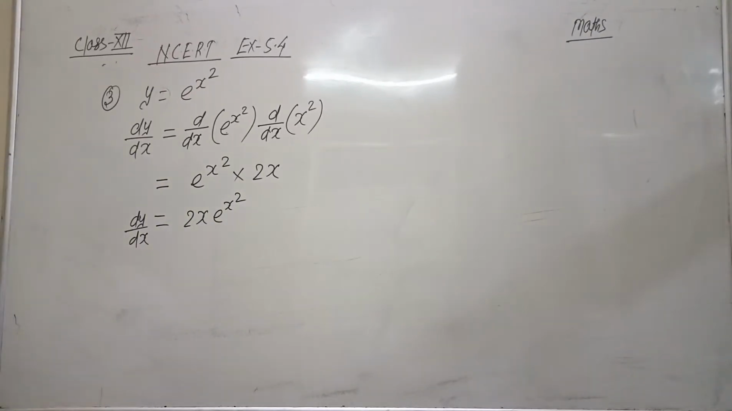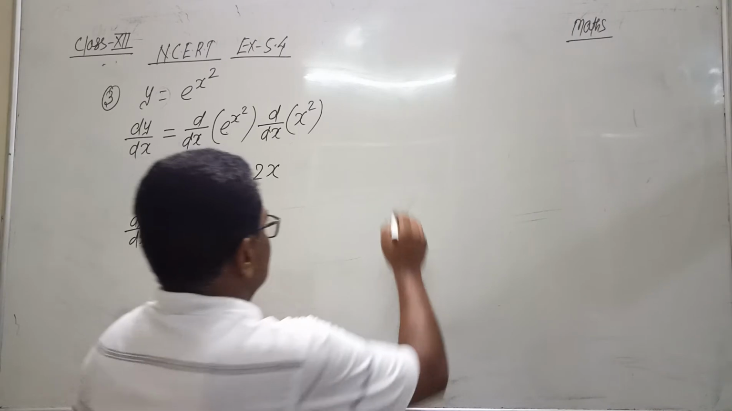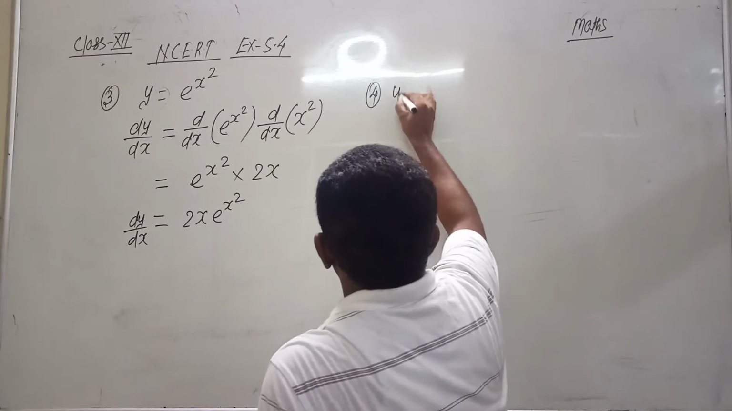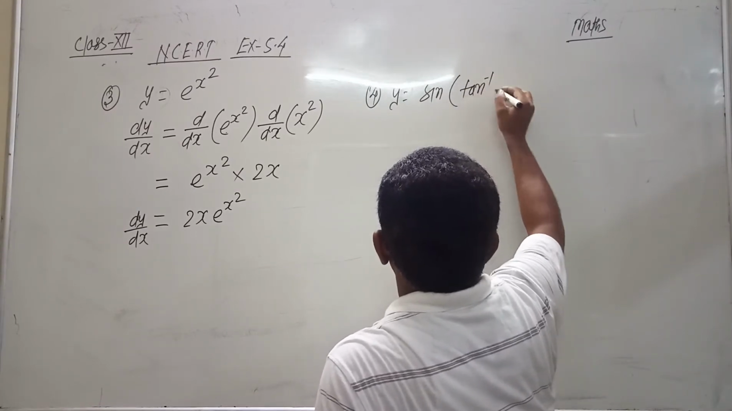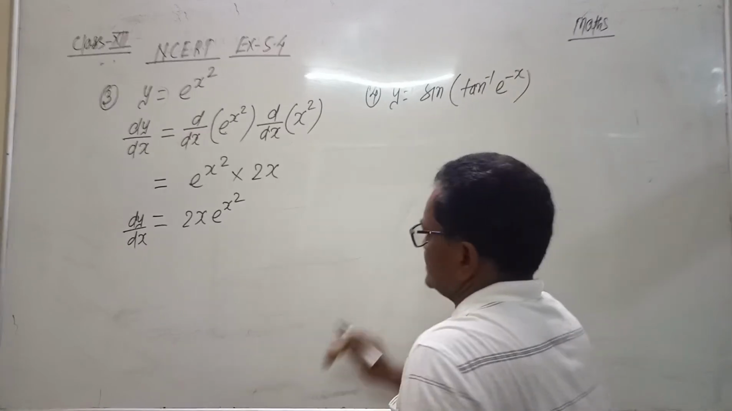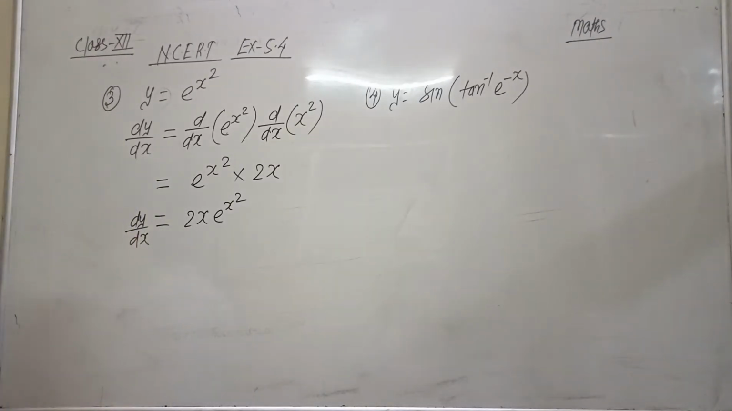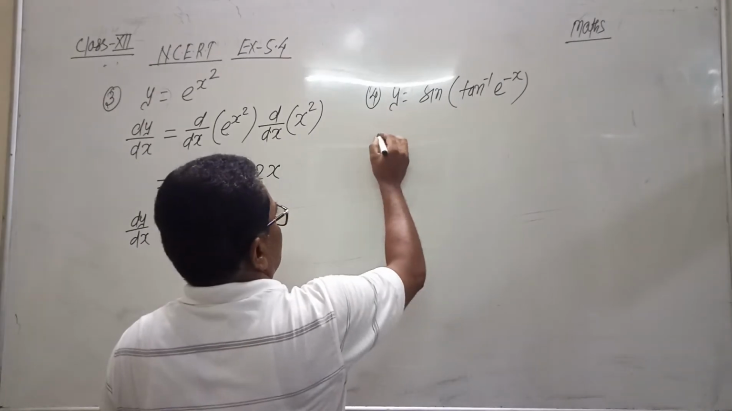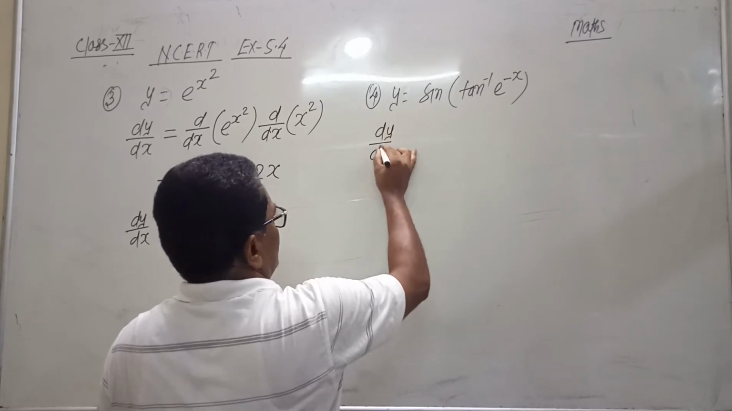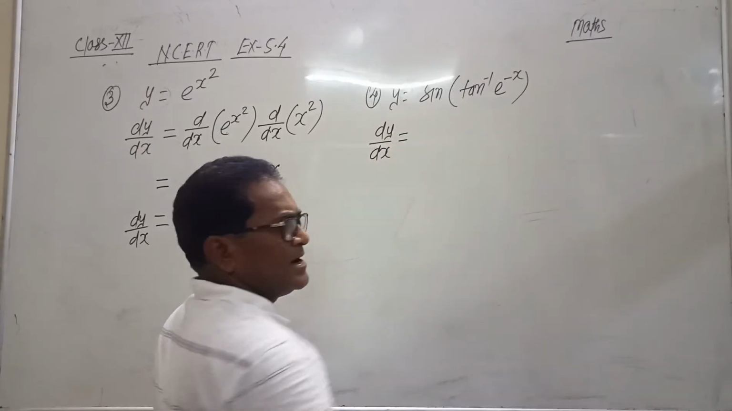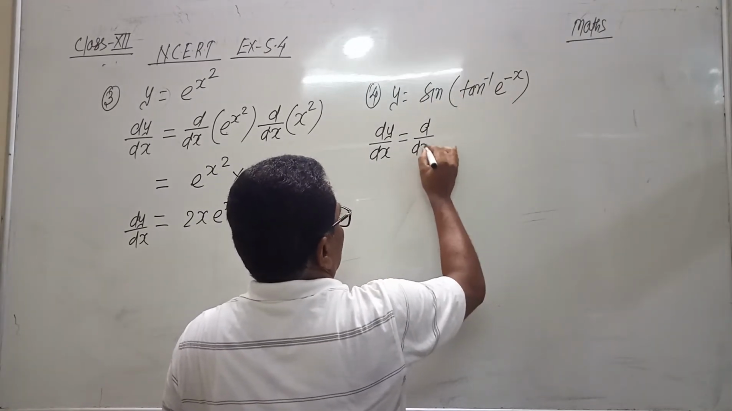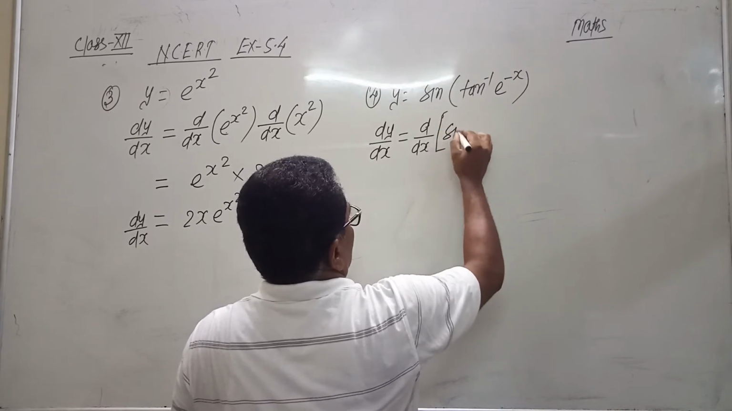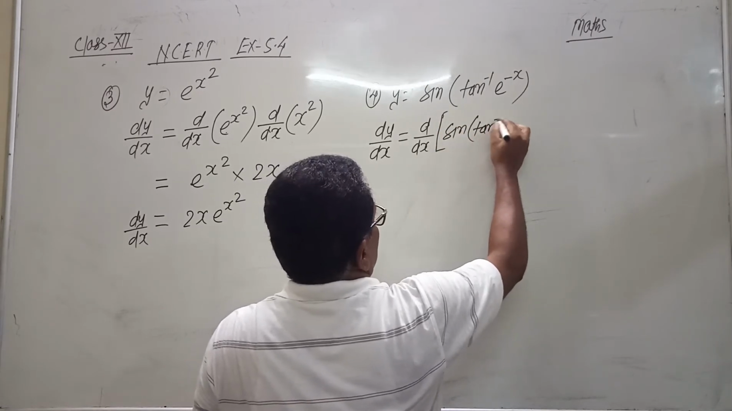Question number 4, y equals sine tan inverse e raised to the power minus x. So differentiate y with respect to x, dy by dx, and this will be written in differential coefficient form. So firstly we will differentiate the whole term, means d by dx of sine tan inverse e raised to the power minus x.